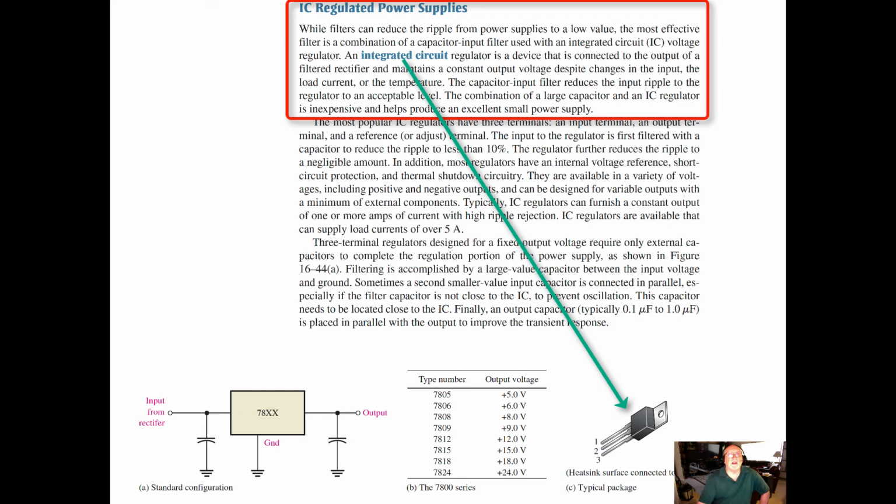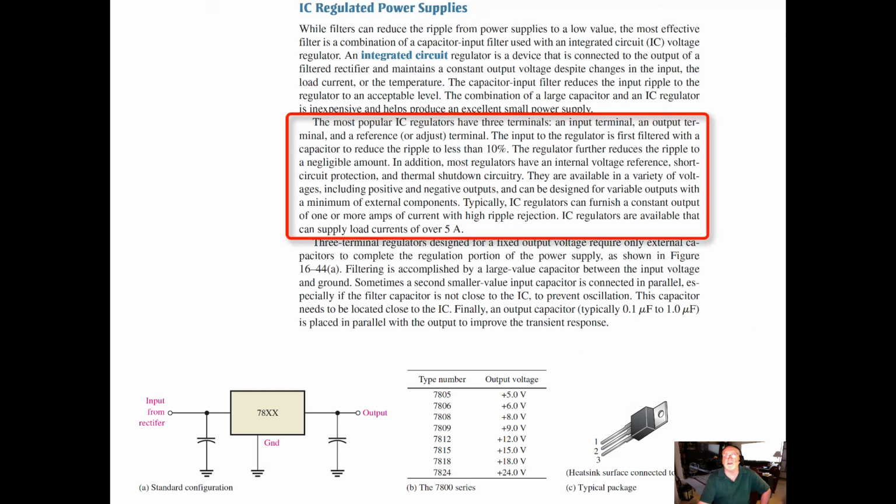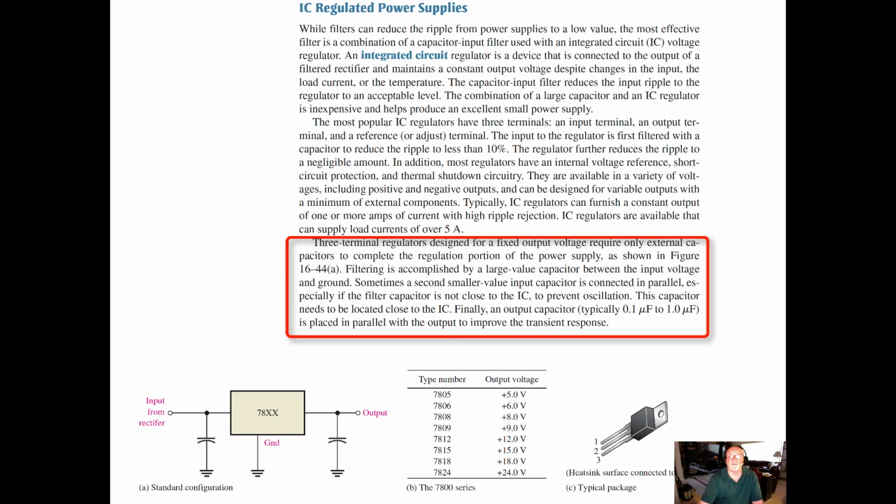Now we take a look at integrated circuits for regulated power supplies. While filters can reduce the ripple from power supplies to a low value, the most effective filter is a combination of a capacitor input filter used with an integrated circuit as a voltage regulator. The most popular IC regulators have 3 terminals: an input terminal, an output terminal, and a reference or adjustable terminal. 3 terminal regulators designed for fixed output voltage require only external capacitors to complete the regulation portion of the power supply.